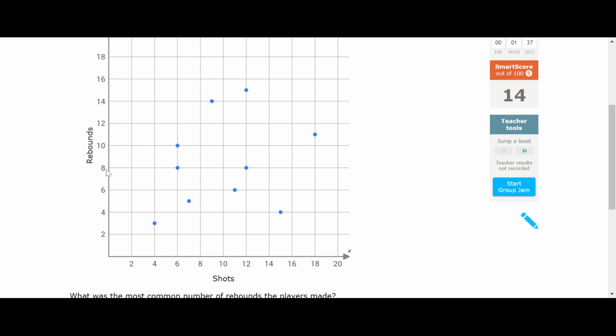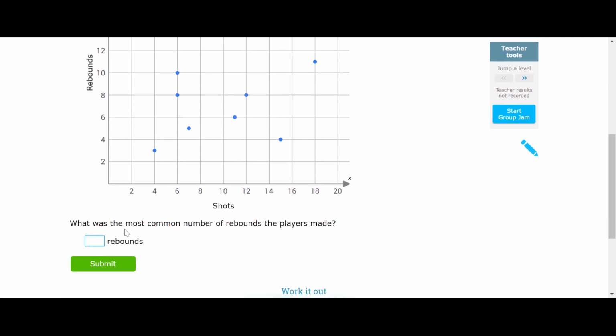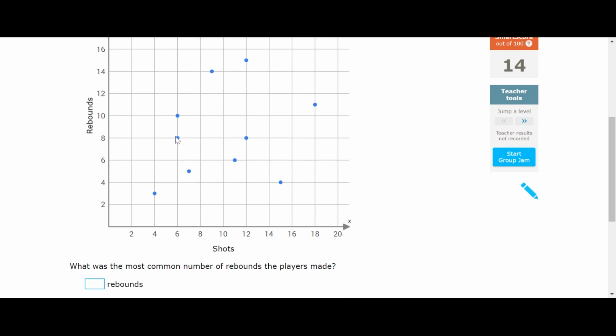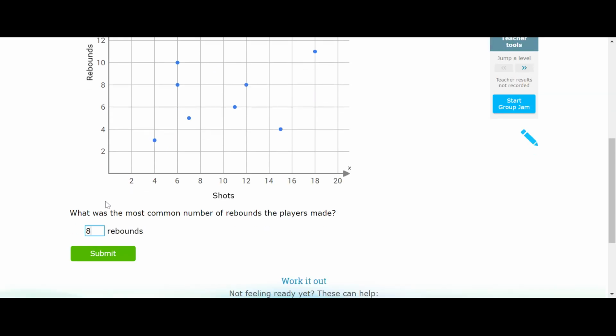So it looks to me like 8. It seems here that 8 rebounds were made at 2 different times. The most common number of rebounds the players made. Yeah, so it looks like 8 is the most common one. So I'm going to put 8.